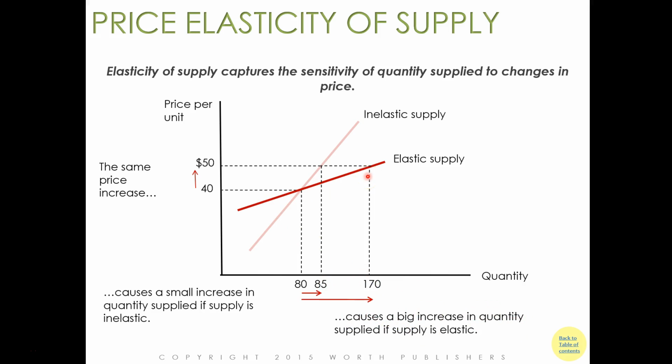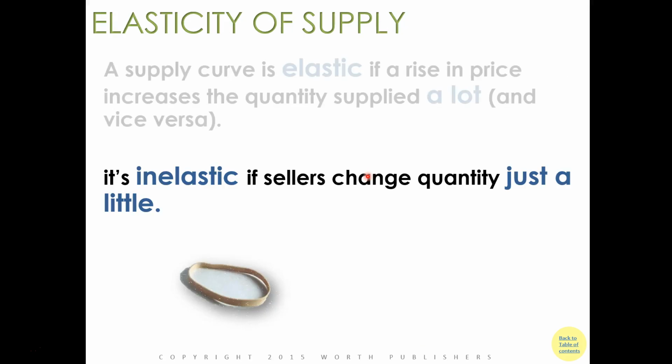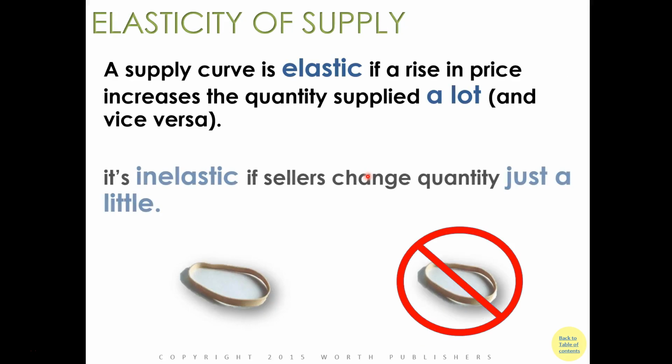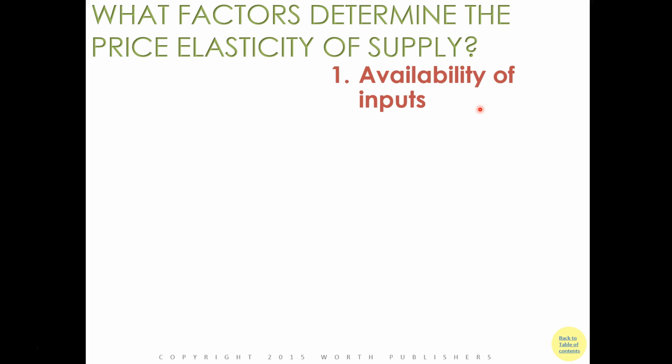It's the exact same thing you learned for demand. It's inelastic if the seller changes quantity just a little. It's elastic if it changes a lot based on price. Now here are the big factors I want you to know. What factors determine the price elasticity of supply?